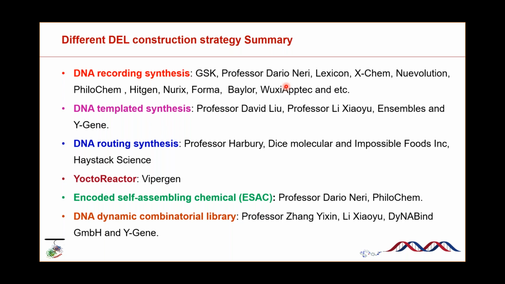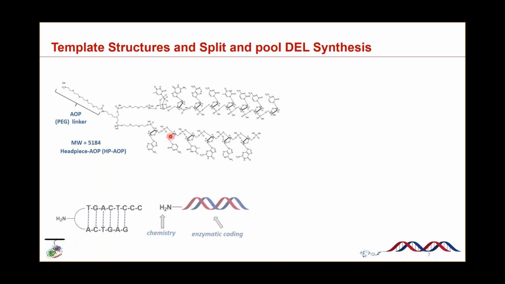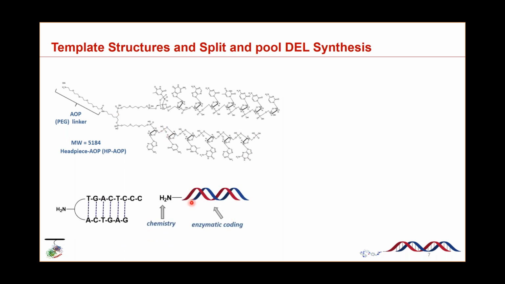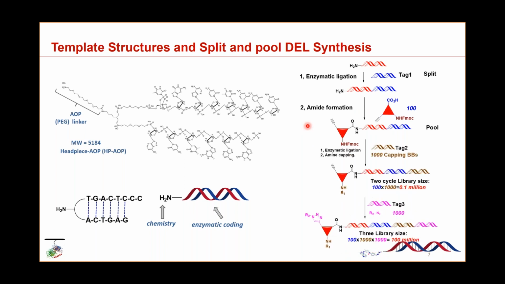The main reason is that this type of head piece is quite stable and can tolerate different chemical reaction conditions. It looks quite complex, but actually it's quite simple. The DNA part can do enzymatic coding using T4 ligase, and the chemistry links go through different types of chemical reactions, following this simple strategy of enzymatic ligation and chemical reactions. It's quite efficient to make a three-cycle library.